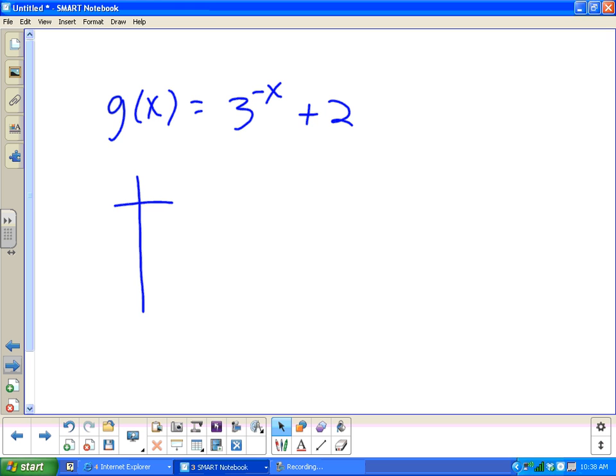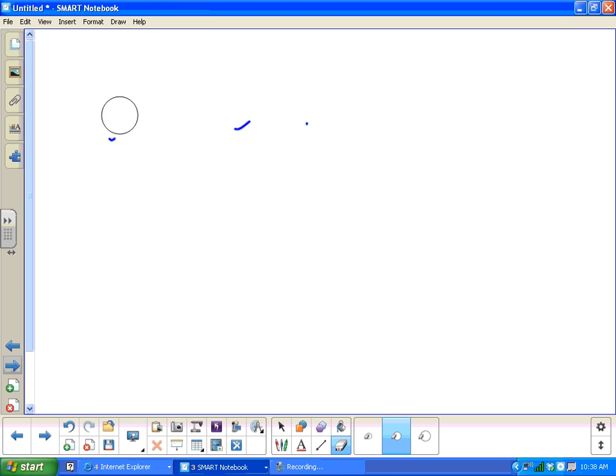All right. What makes the exponent? Oh, wait a minute. I gotta switch it now. Darn. All right. So. That's not what I wanted to do.